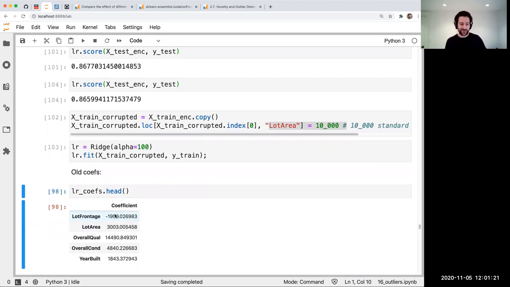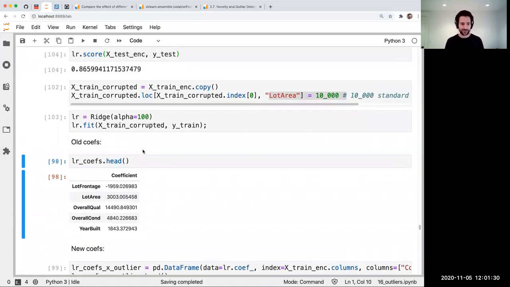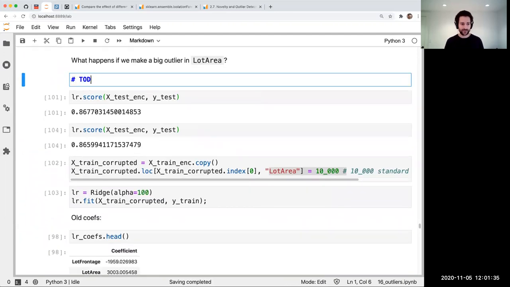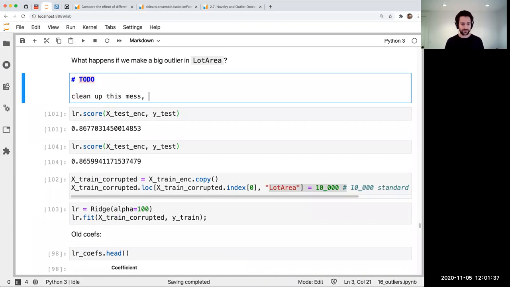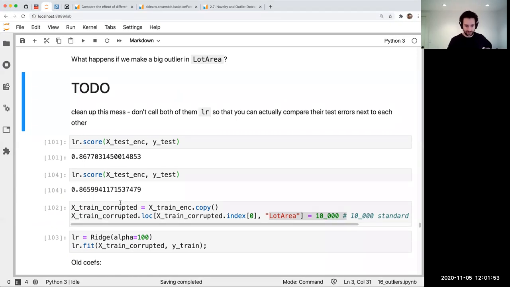Probably because there's some other features in here that are correlated with lot area, and if you have to disregard lot area, you can kind of use another feature to give you that same information. That would be my hypothesis here. But let me add another to do. Don't call both of them LR so that you can actually compare their test errors next to each other. I just shouldn't have named them both the exact same variable name because that messed everything up.